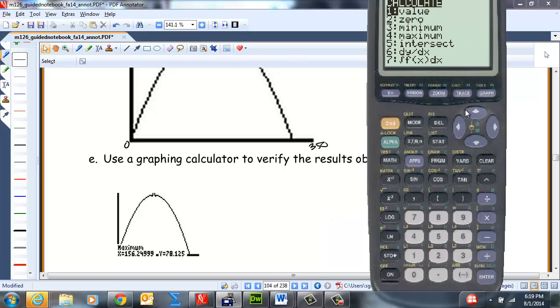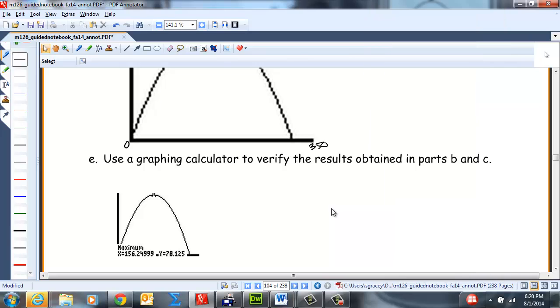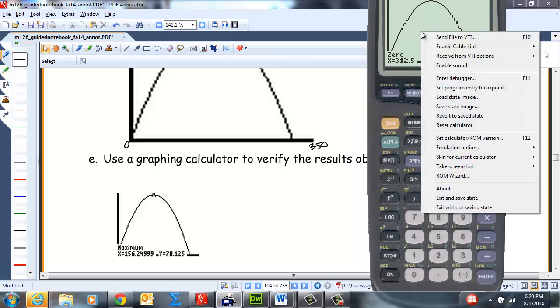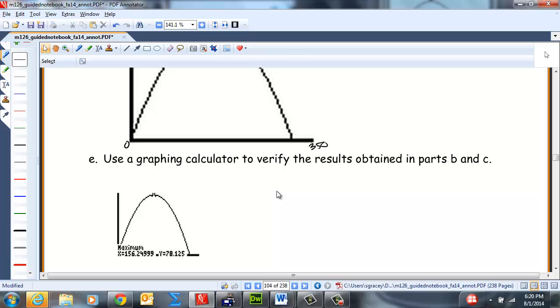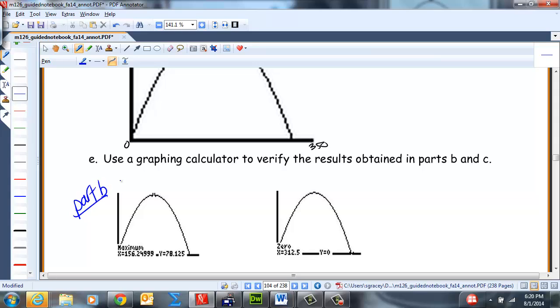And then let's take a look at part C, which was finding the zeros. So second, calculate zero. So we know that we've got that one at 0, 0. So let's just verify this one over here. So the left bound, enter. Enter. And 312.5. So that's what we got for the zeros. Let's go ahead and paste that. So look at that. We were right. How awesome is that? And all we used was the calculator in our brain. Well, we used some of the regular calculator too. Okay, so here we had verification for part B and part C.